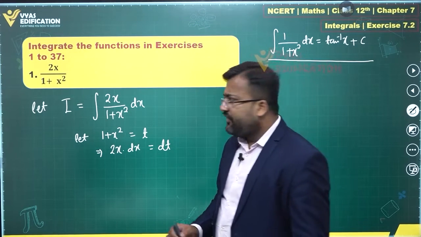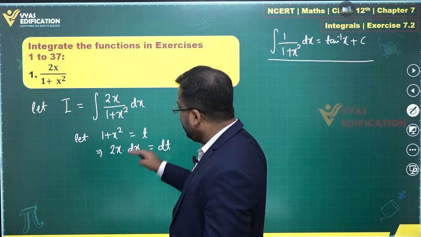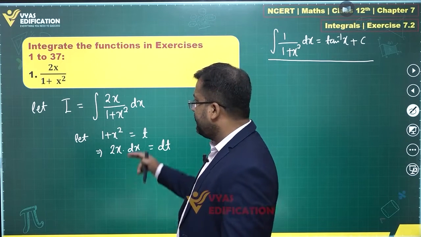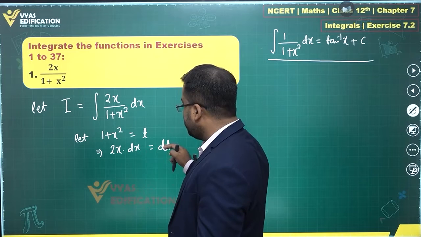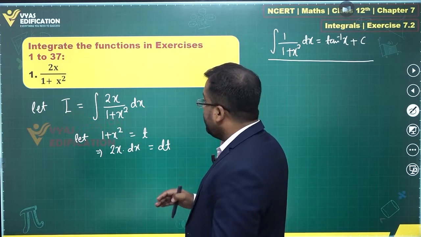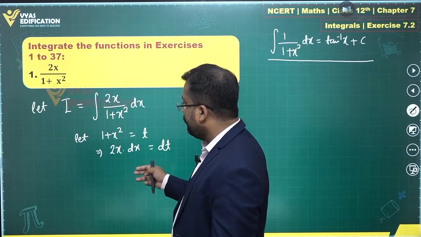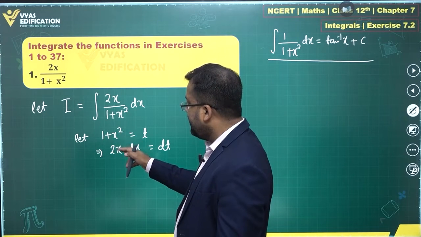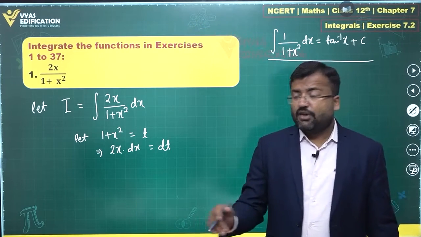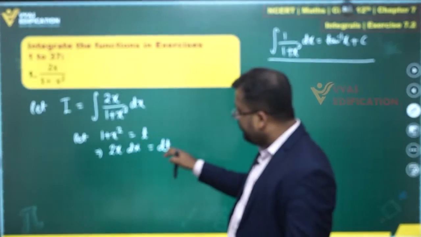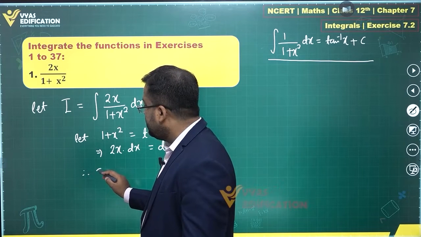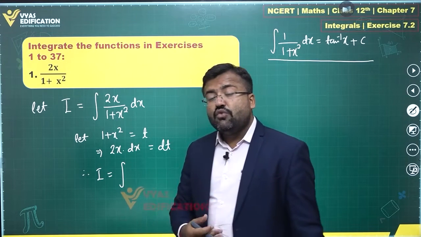What have we done? We have substituted 1 plus x square as t, and then we have taken the derivatives both sides. With respect to what have you taken the derivatives? You could have taken derivatives with respect to anything. Let's say with respect to z. So the derivative of 1 plus x square, dx upon dz, is equal to dt upon dz. The dz cancels, and this is how we actually write it at the end of the day. You could also have taken the derivative in terms of t. That's not important. The important thing is that the derivative of this is this, and with the help of this, I can convert this integral I in terms of the new variable t.